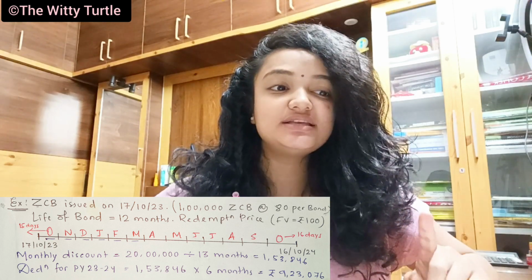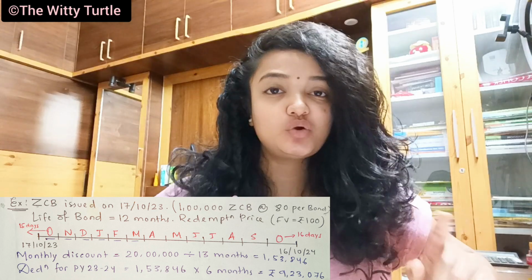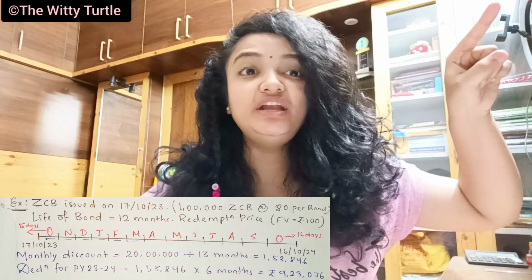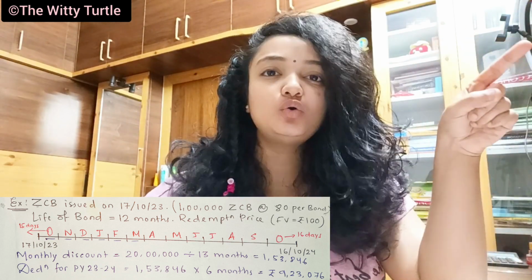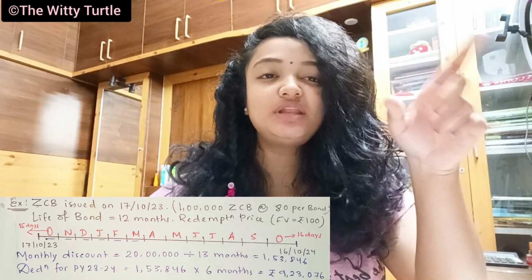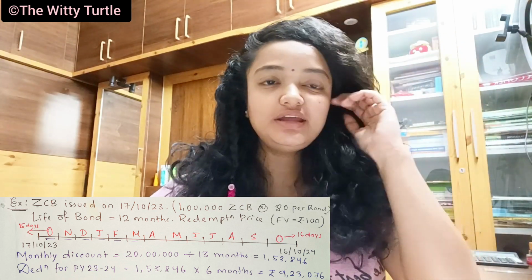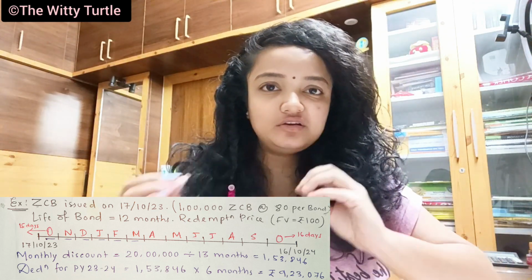As it says, the life of the bond is 12 months, so the maturity of the zero coupon bond will be on 16th October 2024, in the next year, right? So again, next year October, for how many days has it been held? For 16 days, up to 16th of October, right? So now you have to convert this into calendar months.